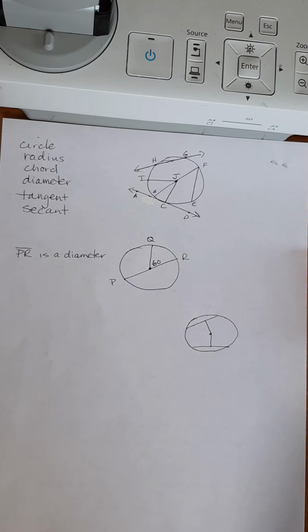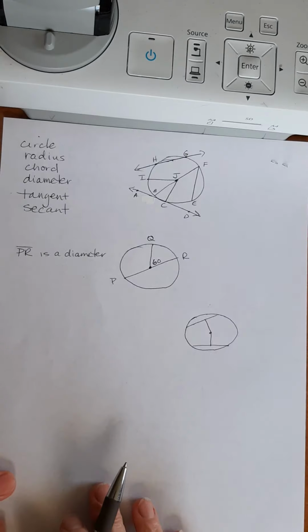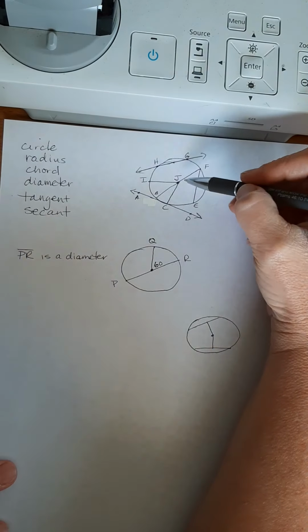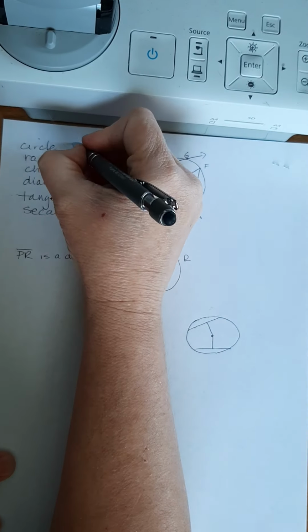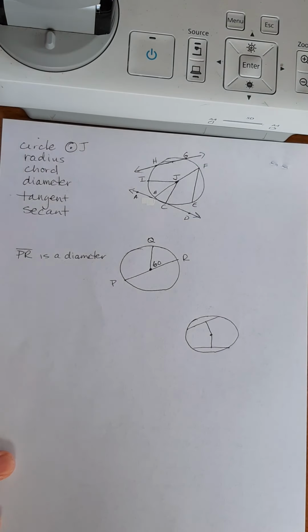Let's review some circle properties. Let's start off by naming some things. Remember, if you want to name the circle itself, you literally just do a cute little circle with a dot in it. Circle J.